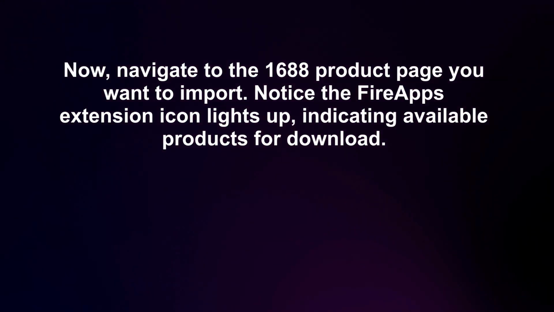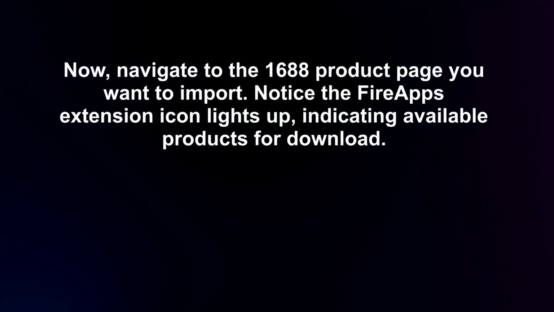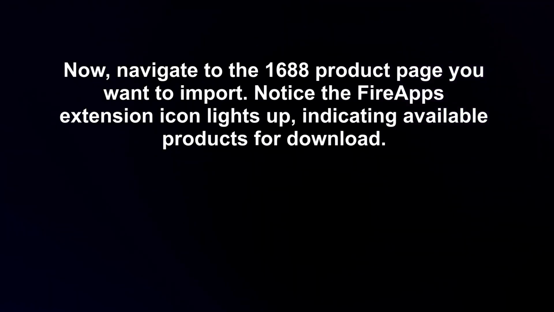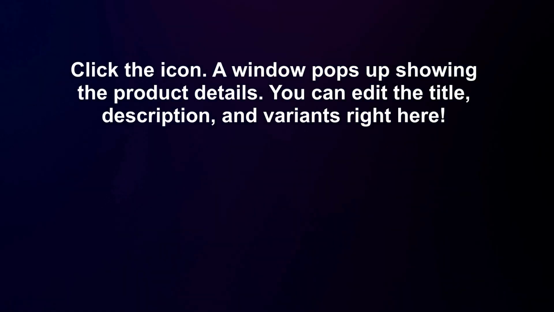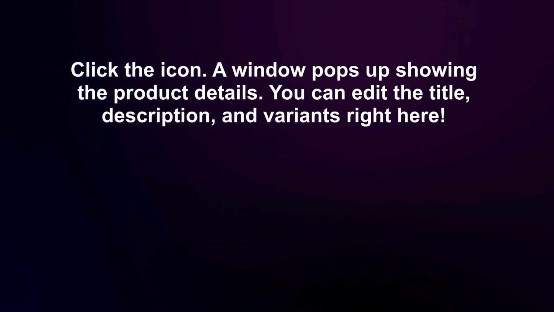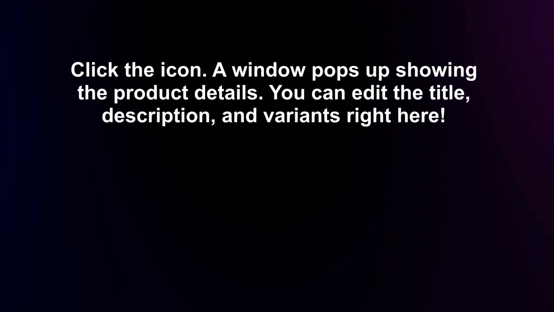Now, navigate to the 1688 product page you want to import. Notice the Fire Apps extension icon lights up, indicating available products for download. Click the icon. A window pops up showing the product details. You can edit the title, description, and variants right here.